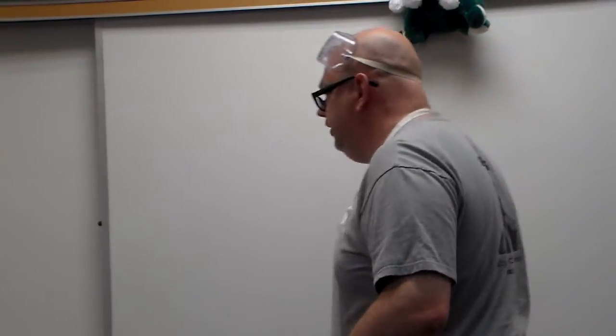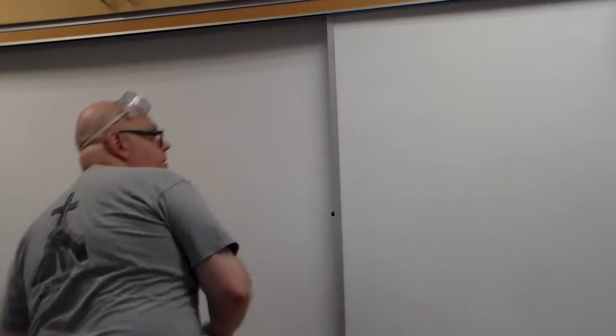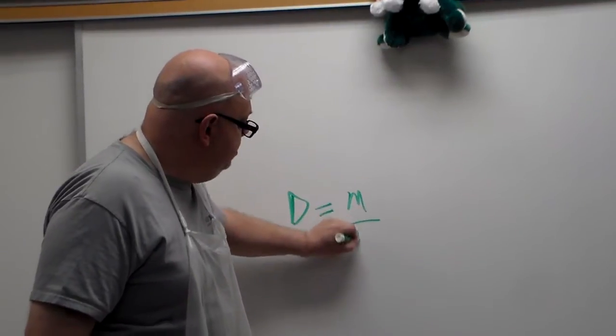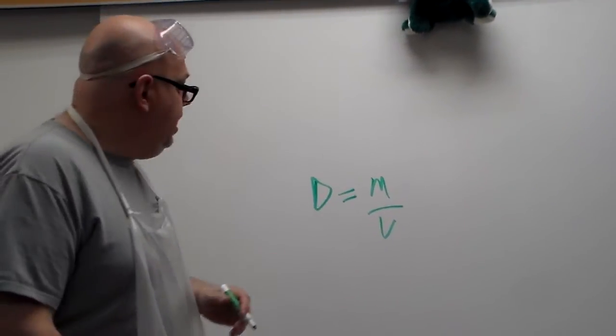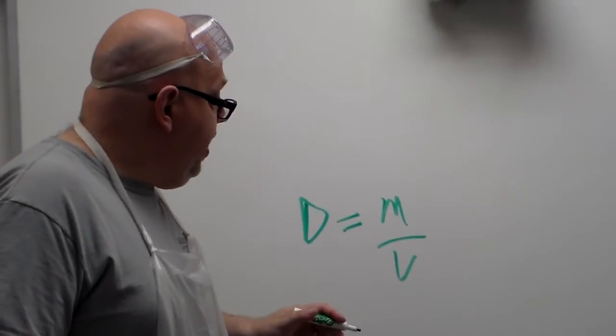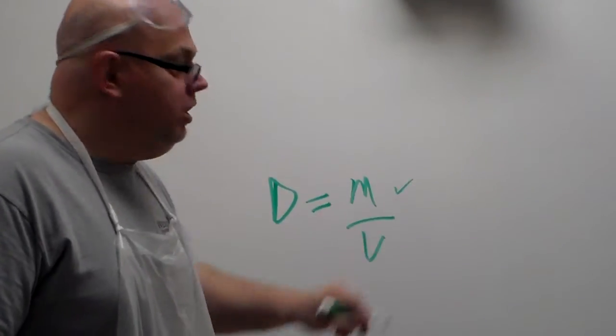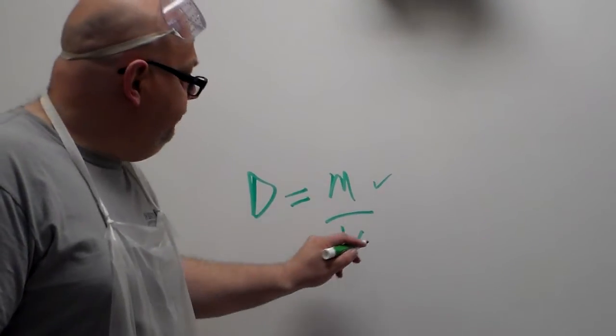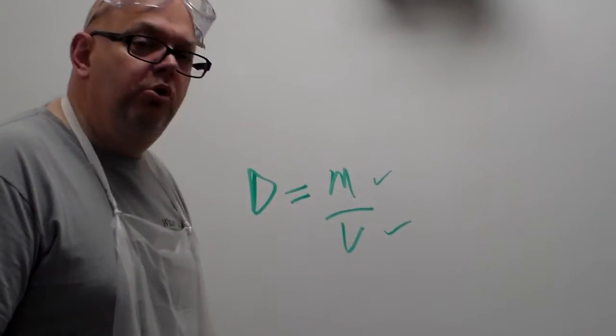So, if we look at the formula for density, all that density is, ladies and gentlemen, is simply the density is equal to the mass over the volume. That's the idea. So, with that, we can easily find the mass of an object because we can use our electronic balances. The volume is going to be a little bit more tricky.